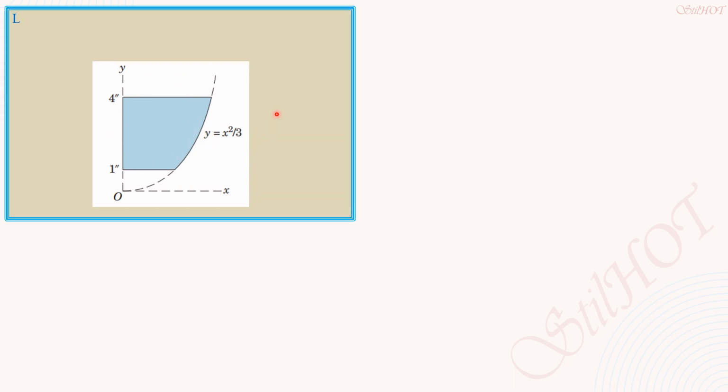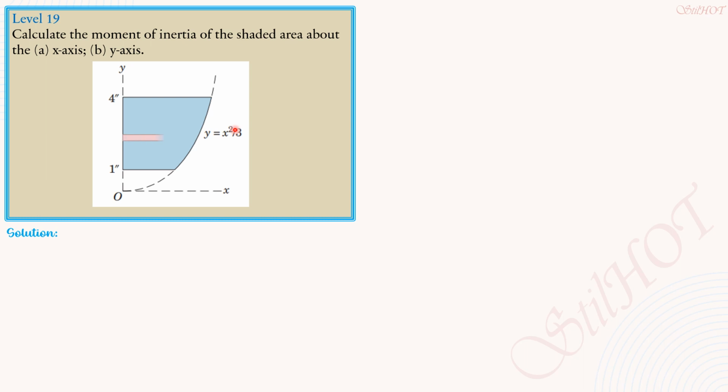Level 19. Calculate the moment of inertia of the shaded area about part A, the x-axis, and part B, the y-axis. So no doubt, we have to consider a horizontal strip from the figure.